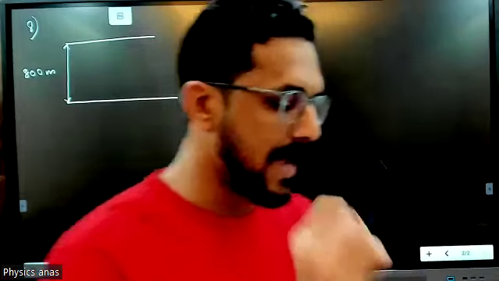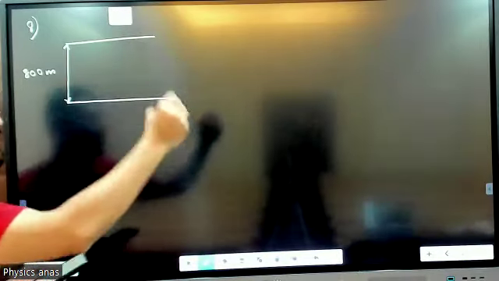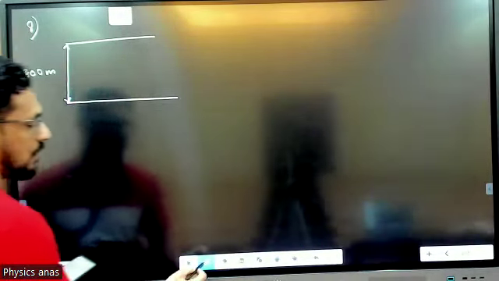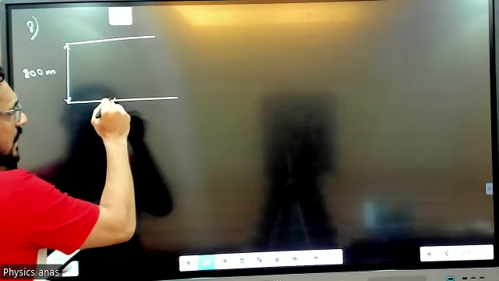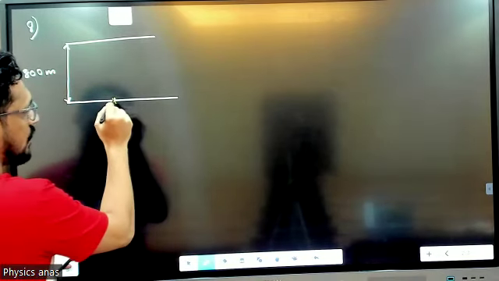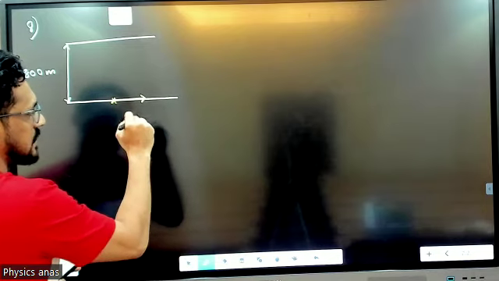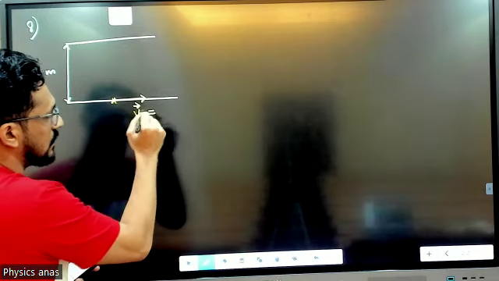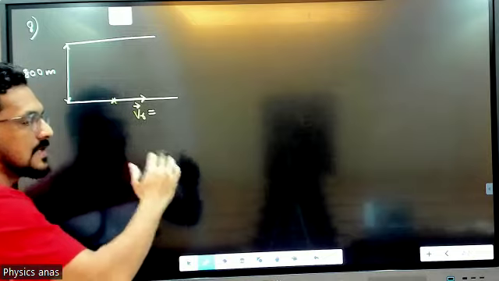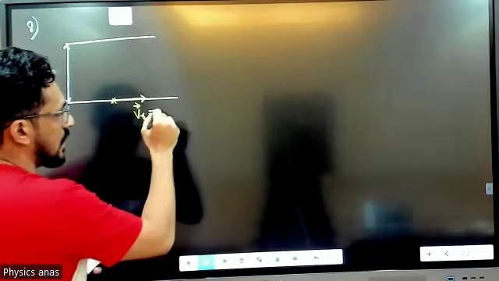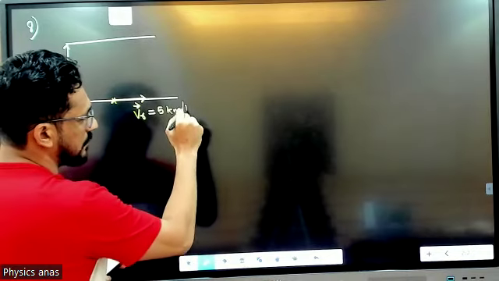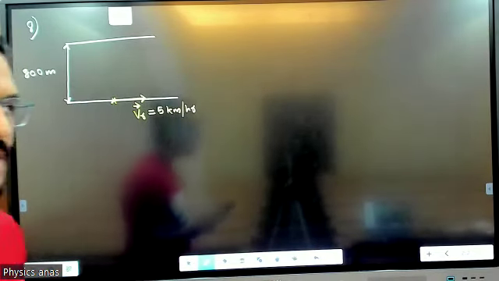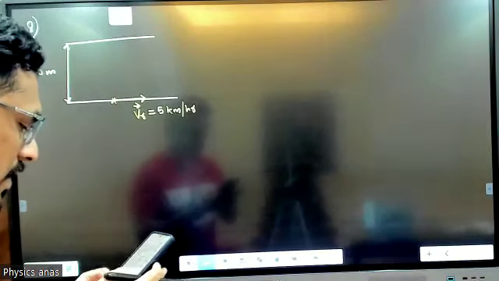Okay. It is flowing at a speed of 5 kilometers per hour. I am just showing that velocity here. What is that velocity? Velocity of river. Velocity of river is a vector, and I am imagining the river is flowing in that direction. So velocity of river is 5 kilometers per hour.